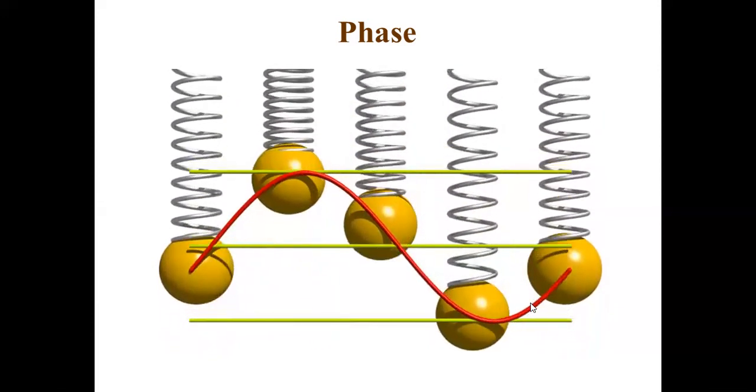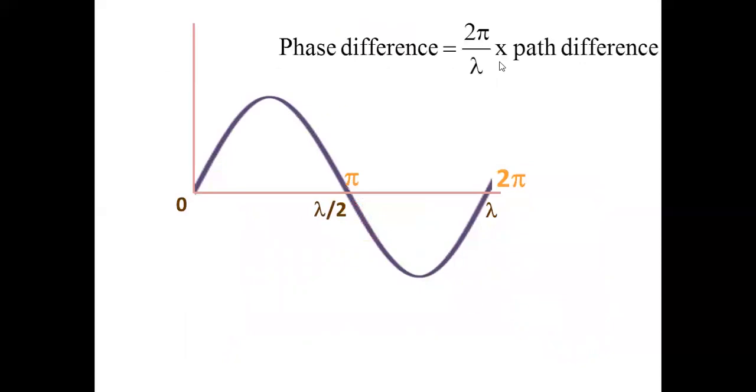Lambda, 2 pi. Now, what is the relation? Phase difference equal to 2 pi by lambda into path difference. Very important equation. Actually, you have studied this equation in the last year itself. Phase difference is equal to 2 pi by lambda into path difference. One of the important equations, right? Now, sir, can you apply this anywhere?